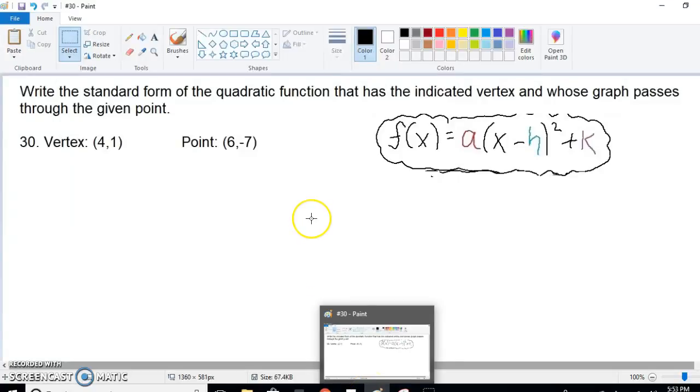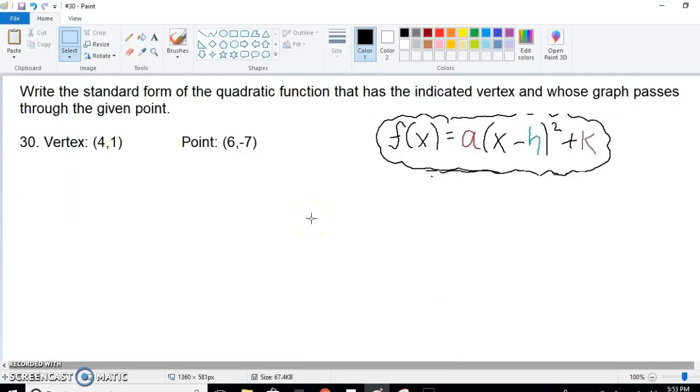Okay, so here we're asked to write the standard form of the quadratic function that has the indicated vertex and whose graph passes through the given point. So the vertex we're given is (4, 1), the point we're given is (6, -7). And when your book says standard form, it's referring to vertex form. So we'll be able to plug in the vertex and then solve for the a value that will cause a function with that vertex (4, 1) to pass through the point (6, -7).